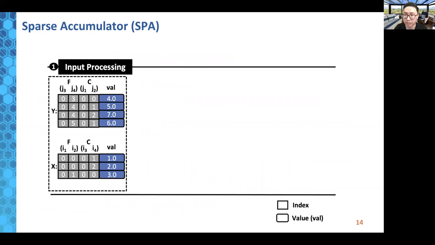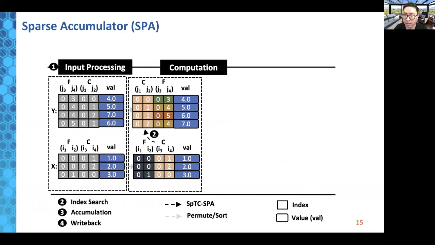Sparse accumulator, or SPA, is a popular approach in sparse matrix multiplication, which uses a sparse representation to hold the indices and non-zero values of the current active matrix row to do accumulation. We first extend sparse matrix SPA to support arbitrary order sparse tensor contraction. This approach includes five stages.